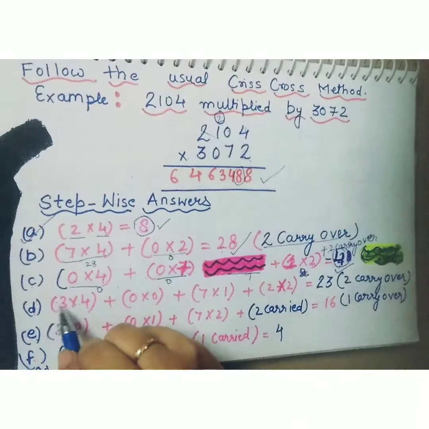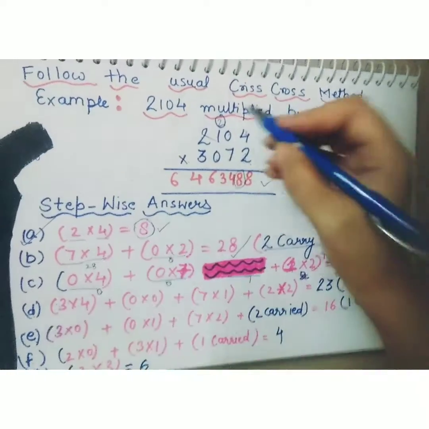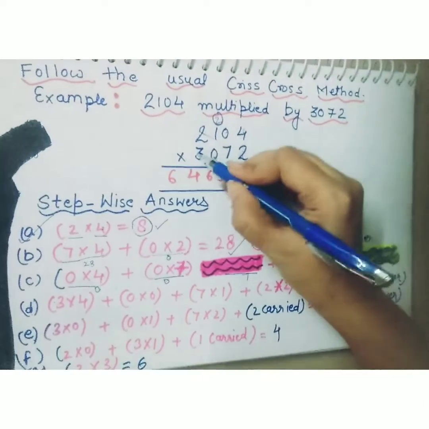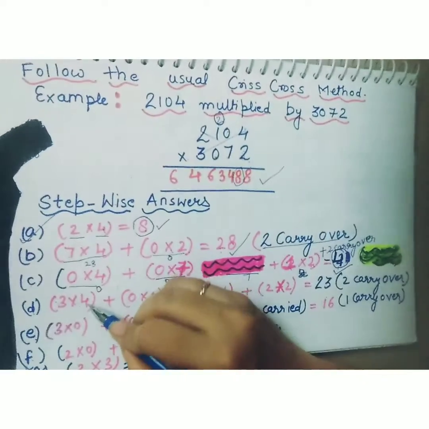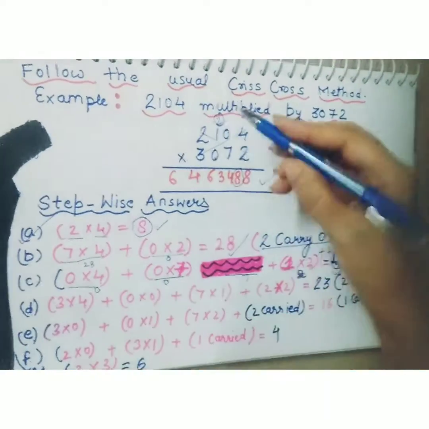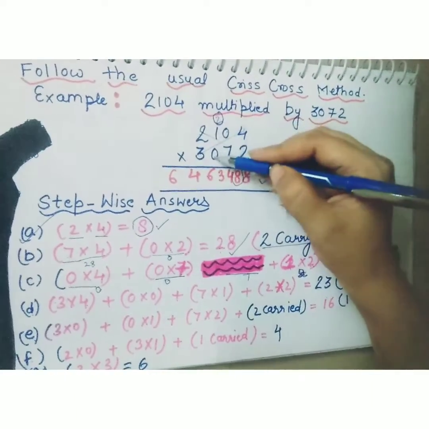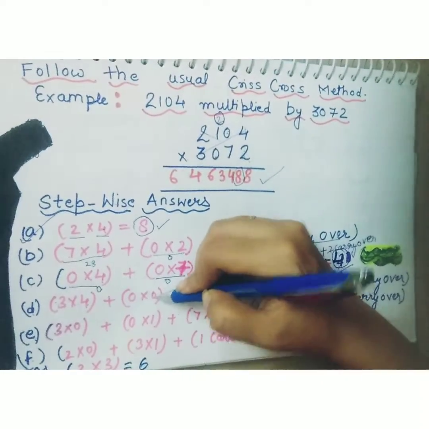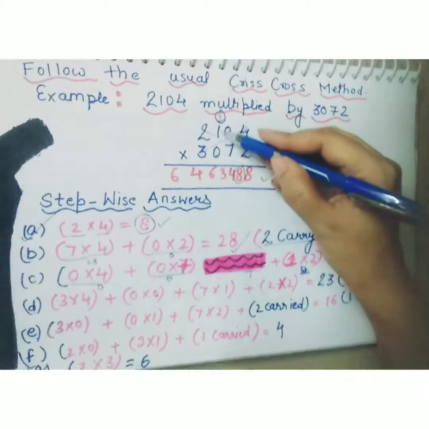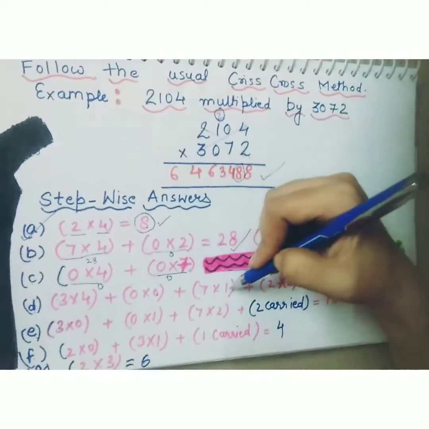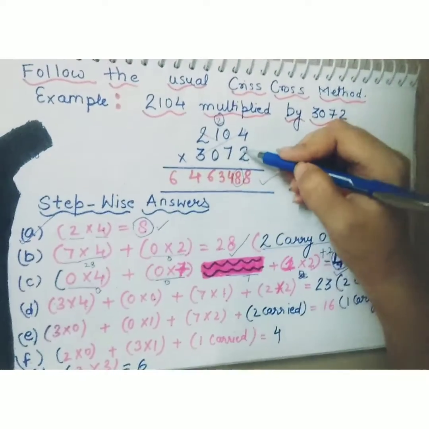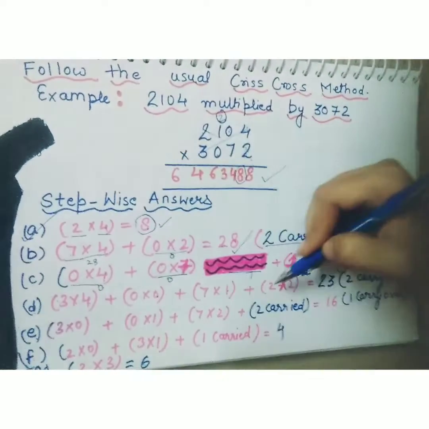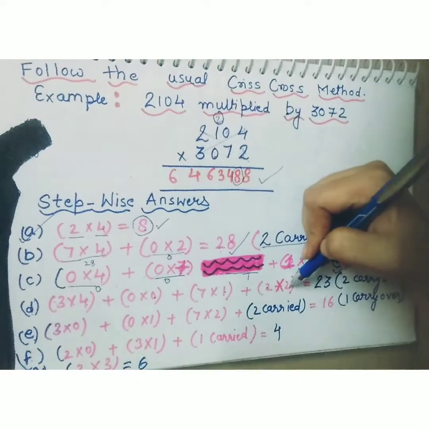In this step, what do we have to do? 3 into 4. Then I have written 3 into 4, 0 into 0, 7 into 1, and 2 into 2.